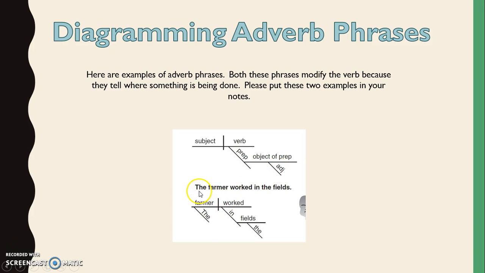And then underneath that, you're going to want to write this sentence, the farmer worked in the fields, and then show how it's diagrammed. Farmer and worked are on your baseline. You've got your vertical line showing the difference between your subject and your predicate. You've got the, which modifies farmer, and in the fields, which is the prepositional phrase which modifies where the farmer worked. Take a minute, get that written down.